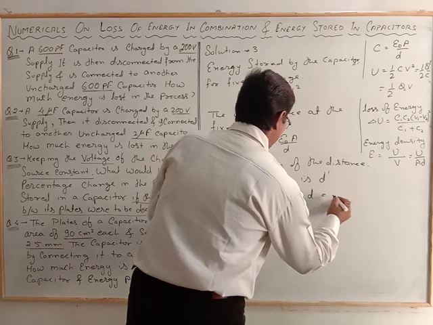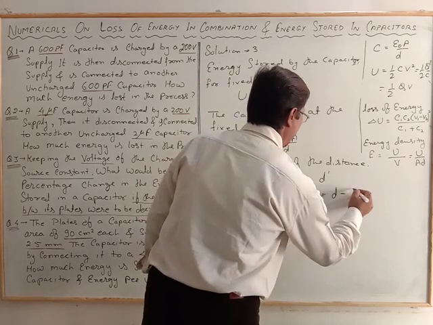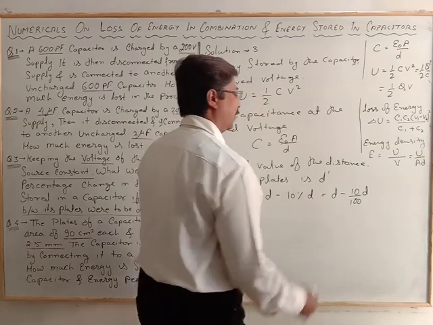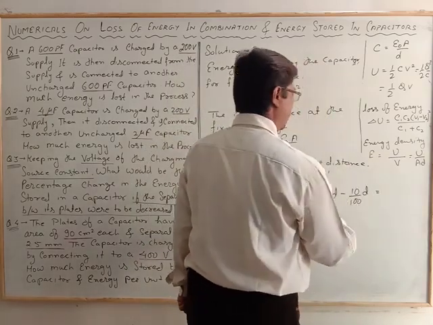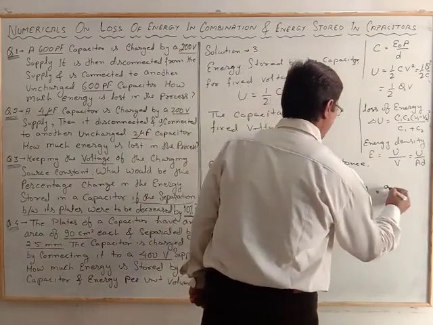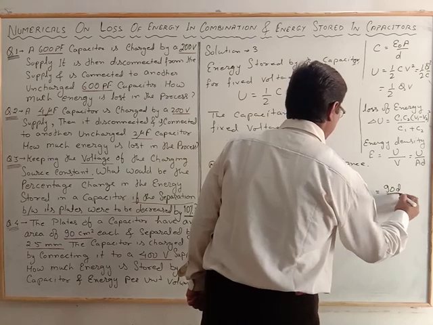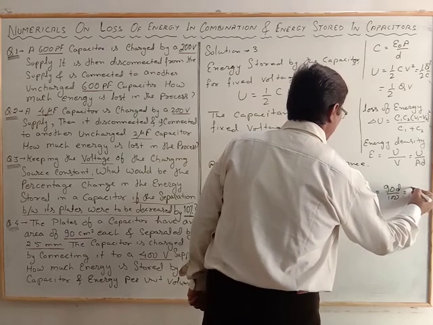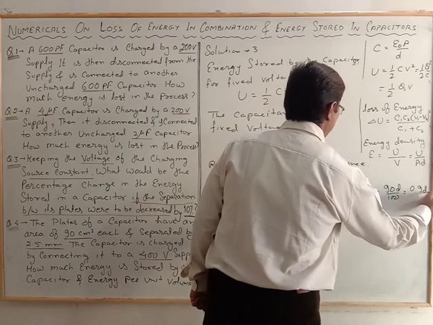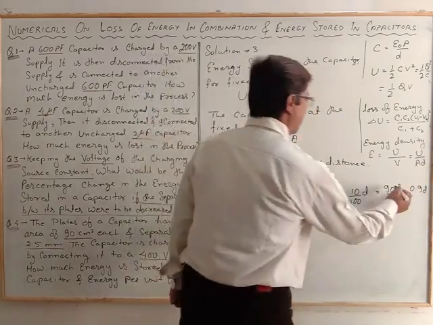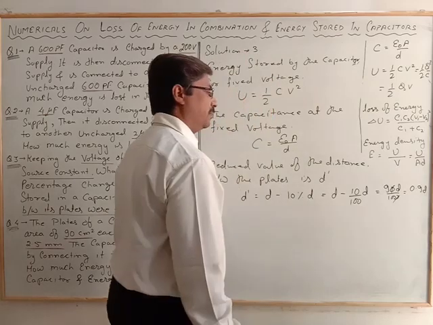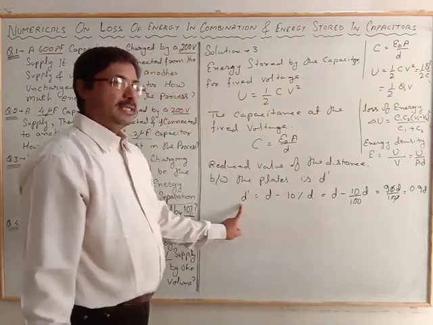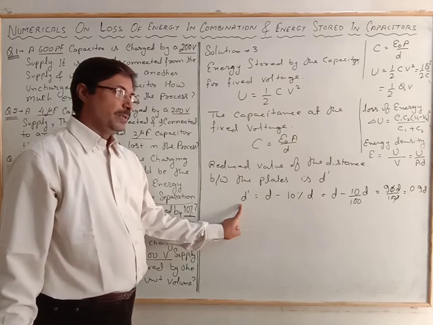That means d minus 10 by 100 into d, or we may write it as 100 minus 10, that becomes 90 d by 100, or we write it as 0.9 d, or we may cancel it here, that is 9 by 10 d also. That is the decreased value of the distance between the two plates.